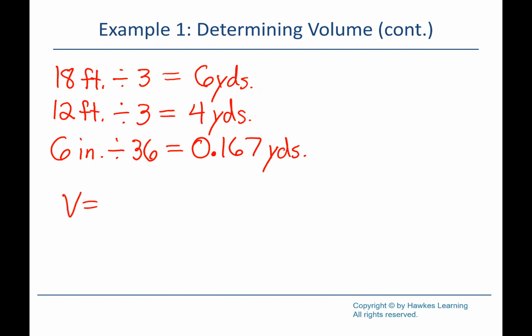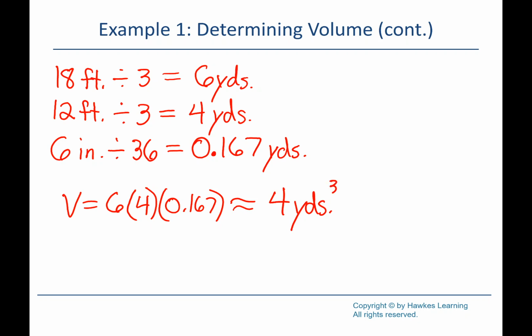So then for our volume, we just multiply them all together. 6 times 4 times 0.167. See what we get here. So this one, I get 4.008 because we rounded a little bit, so I'm just going to call it about 4. And now we're in yards. And since it's volume, we have cubic units, so cubic yards. That's how much concrete we would need for our patio. Okay.